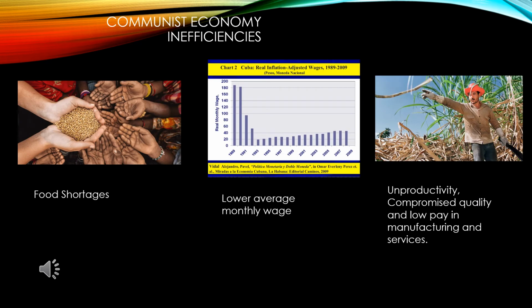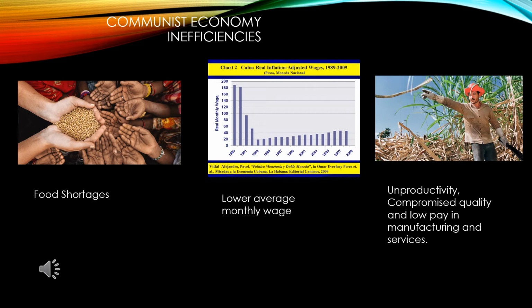There are many economic inefficiencies that resulted due to the communist economic model, such as food shortages, lower average monthly wages, and unproductivity coupled with compromised quality and low pay. The Soviet Union's push to industrialize at any cost resulted in frequent shortages of food and consumer goods.